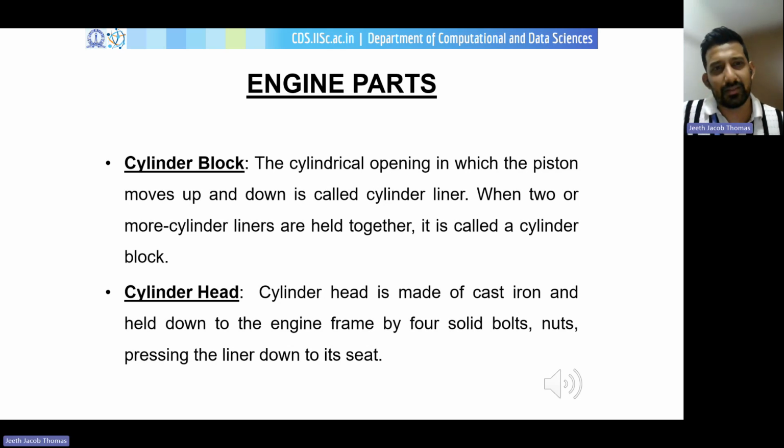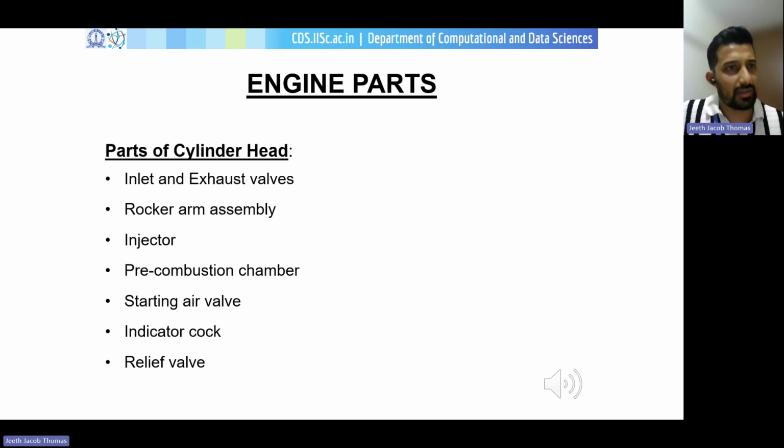The major part is the cylinder block. So you should visualize a block in which a liner, which is called a cylinder liner, is placed. And when two or more cylinder liners are held together, it's called a cylinder block. The head of the cylinder is generally made of cast iron and is held down to the engine by bolts and nuts. These are listed on your slide, the various parts of a cylinder head. We'll try and go through it in detail in diagrams that are coming up in the presentation.